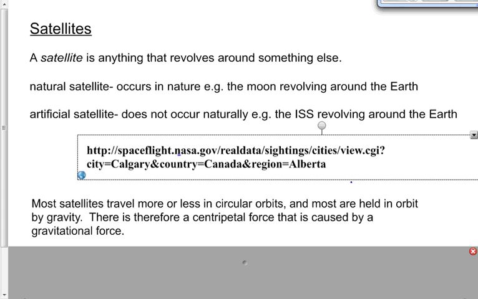Fc equals Fg. Just like Fc was equal to Ff for cars going around a turn, just like Fc would be equal to F electric for an electron orbiting around the nucleus. Just like Fc is equal to the force of my hand when I'm swinging the keys around my hand here. In this case, Fc is equal to Fg.